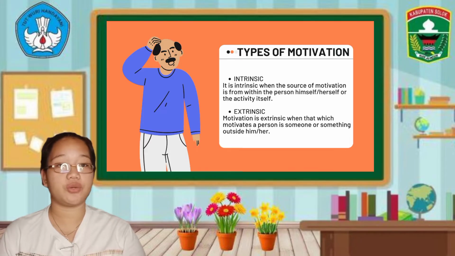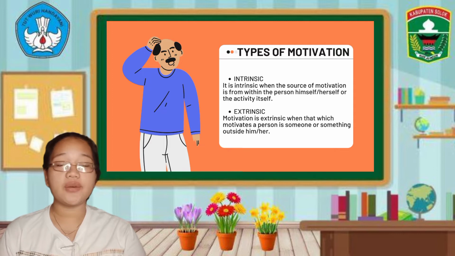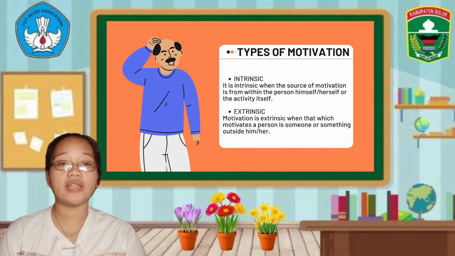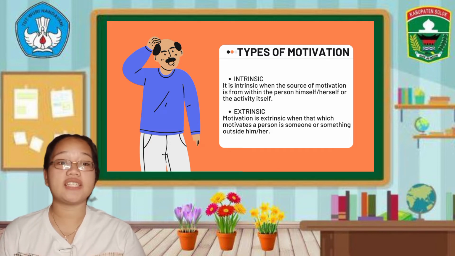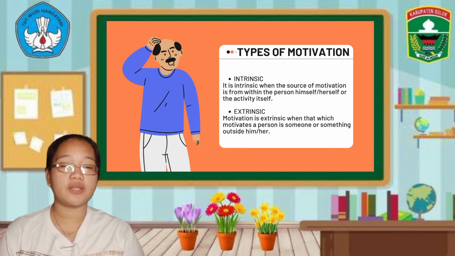Now let's move on to the types of motivation. We have two, intrinsic and extrinsic motivation. Motivation is intrinsic when the source of motivation is from within the person himself or herself, or the activity itself. It is motivation to engage in an activity for its own sake.